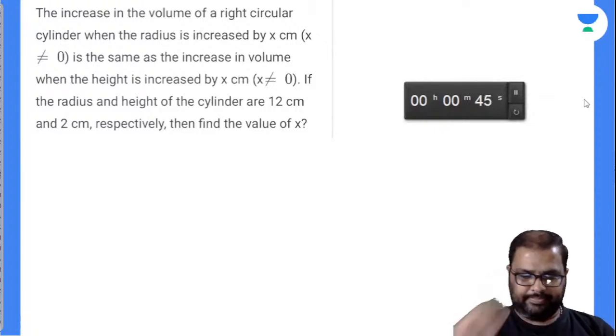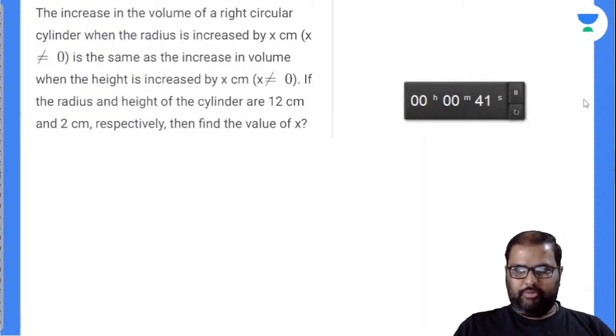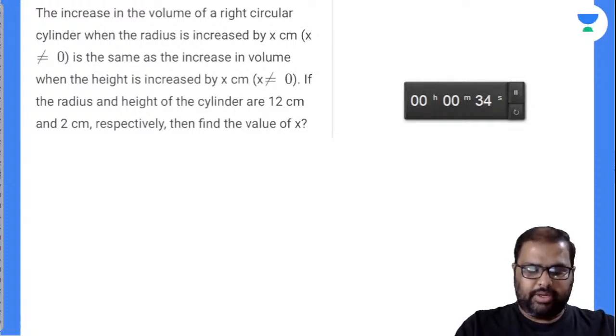The answer? That's an easy question here. You will be getting a similar type of question also here. Anybody got the value of x there? There are my regular students there.